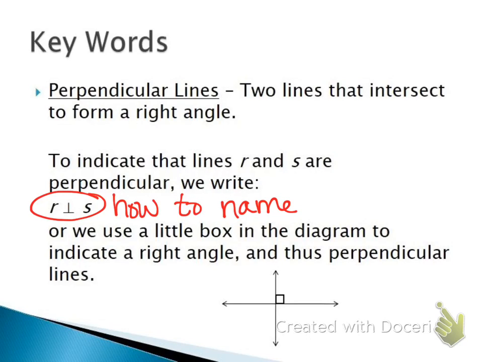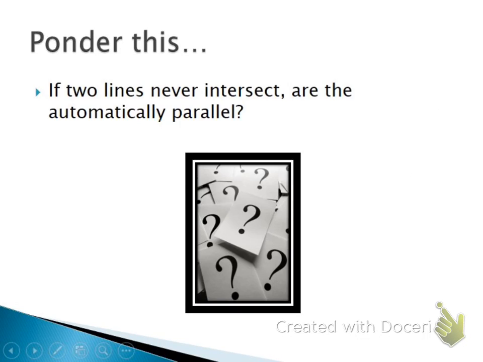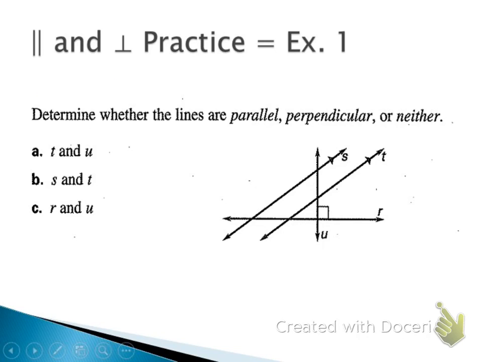They don't have to be vertical and horizontal lines. You can see perpendicular lines that cross each other like this. Also, the important part is that we would still have a right angle. On these examples, we are going to determine if the lines are parallel, perpendicular, or neither.